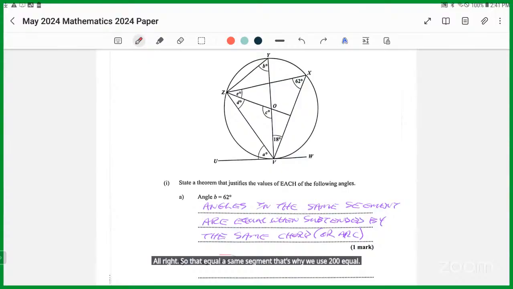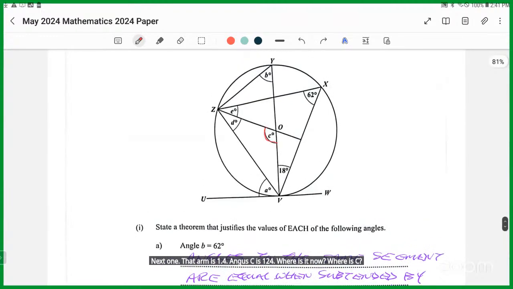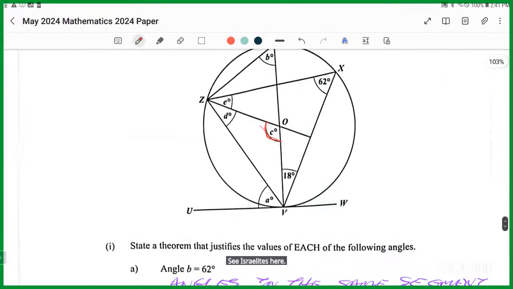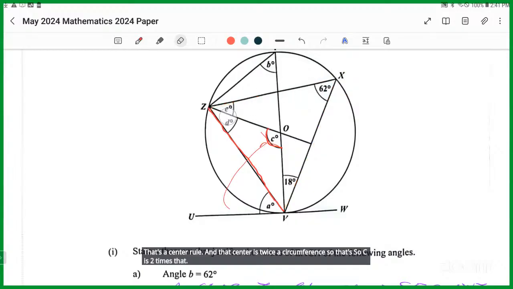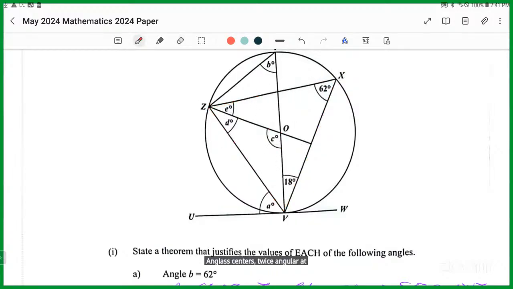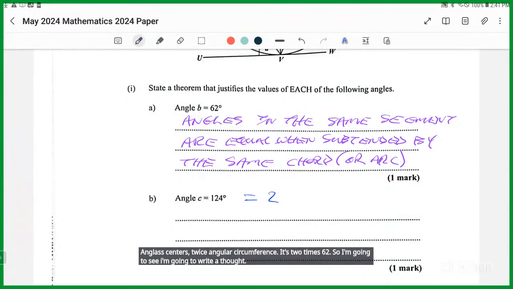Next one. That angle is 124. Angle C is 124. Where's C? C is right here. Now that's an angle at the center, subtended by the same chord that is subtending 62 at the circumference. That's the center rule. Angle at center is twice angle at circumference. So C is 2 times that. It's 2 times 62 degrees. I'm going to write it out like that.